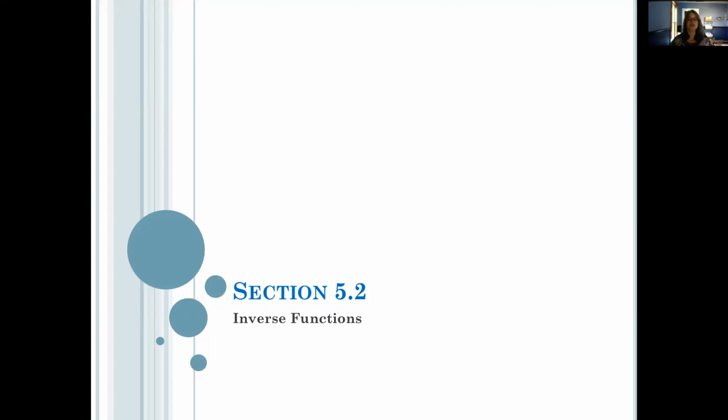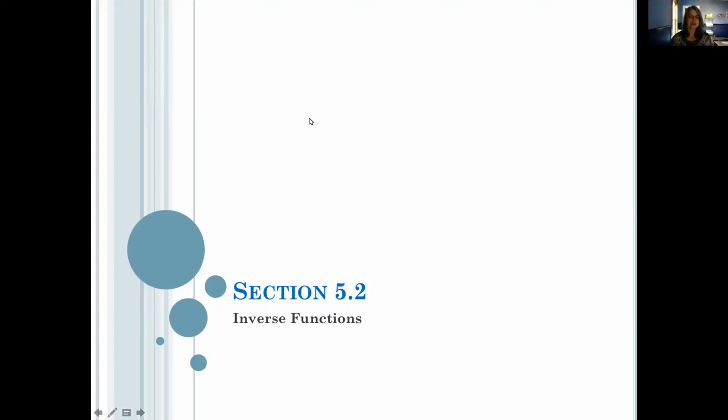We are going to talk today about section 5.2, which is all about inverse functions. Believe it or not, you already kind of understand a little bit about inverse functions, and that should become clear as we move through this lecture.